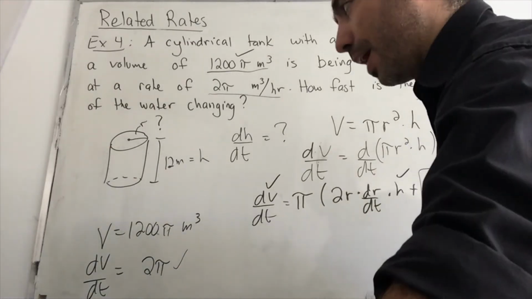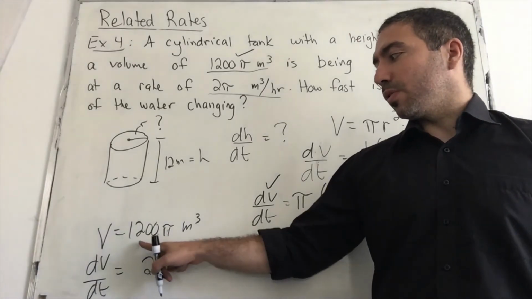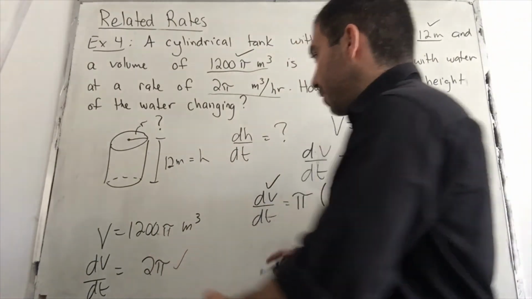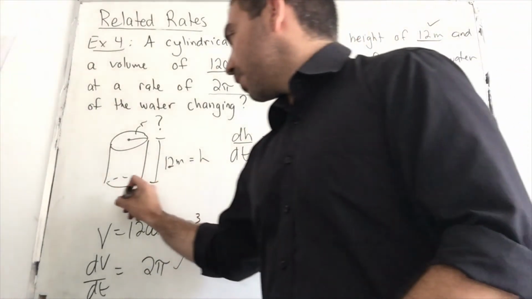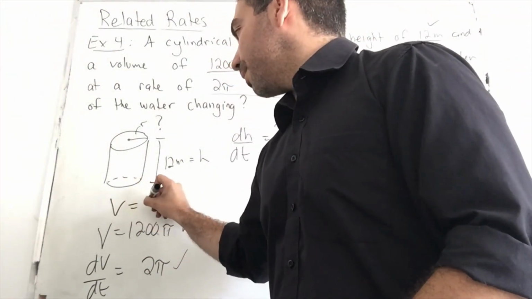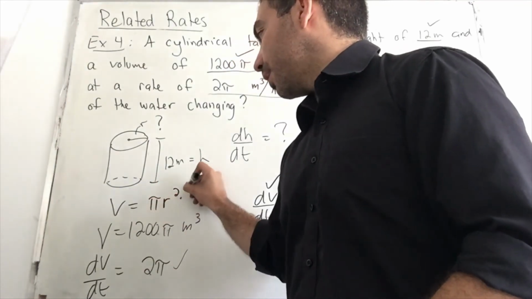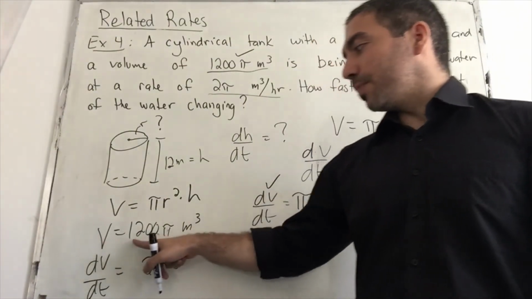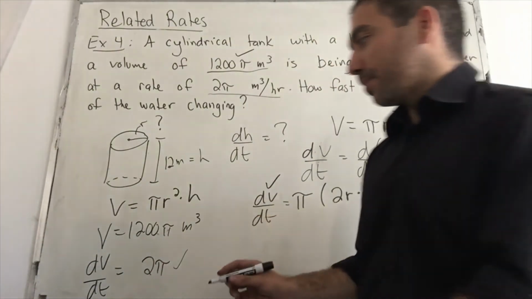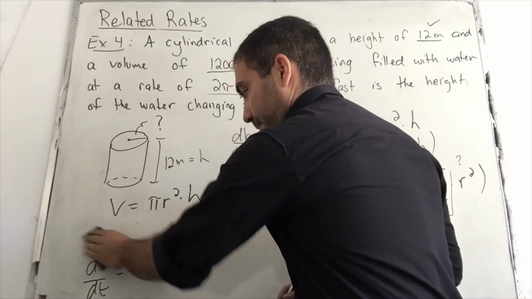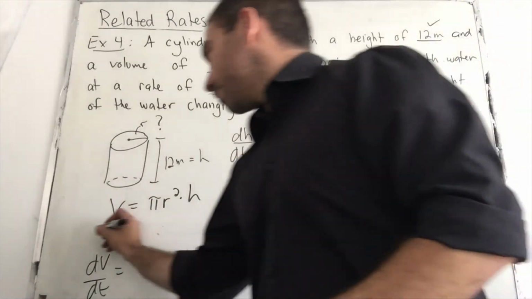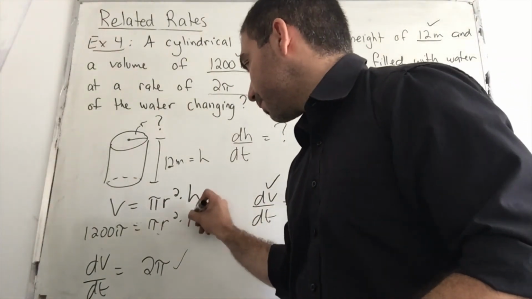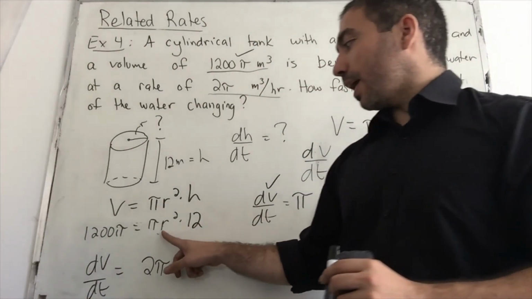Well, the information that we haven't used yet was the fact that the volume is 1,200 pi. Let's go ahead and use that. So using the volume formula, V equals pi r squared times h, we could work backwards and find the radius. So this is not an issue. We know the volume is 1,200 pi, so let's go ahead and substitute that. And we know that the height is 12.